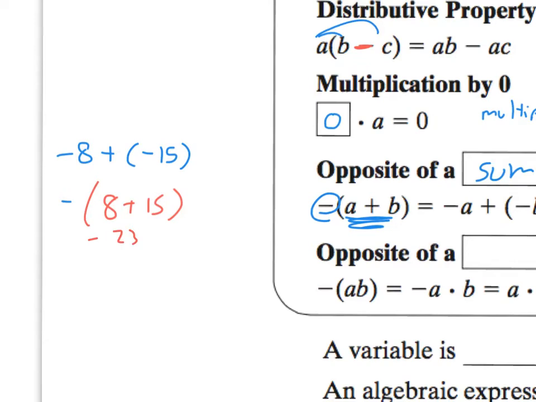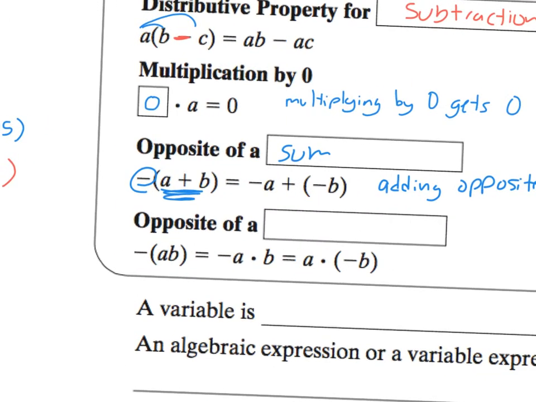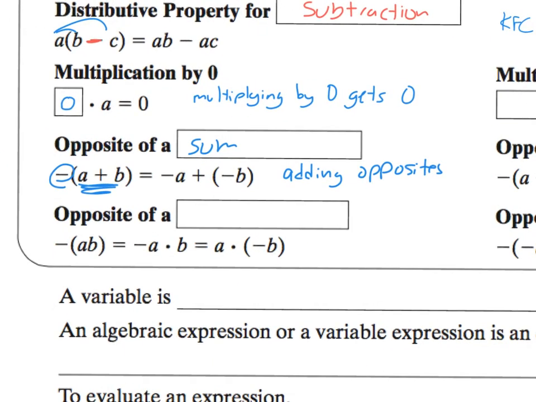That's a negative times. Oh no. It's not times, right? It's adding. Plus a negative. Right. So in this case, the opposite of a sum is the same as adding the opposites. Or if you're adding two negatives, it's the same as adding the positives. Just drop a negative on it. Okay.